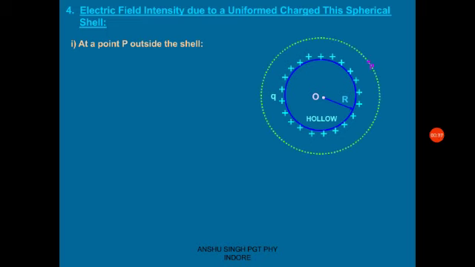Outside, this is our Gaussian surface at point P because we are interested to find out the electric field intensity at P. So the distance of P from O is the radius of the bigger circle, or you can call it the radius of the Gaussian spherical surface, R. Again, we are interested to find out the electric field intensity at observation point P. So this is ds. ds means the area of the Gaussian surface.